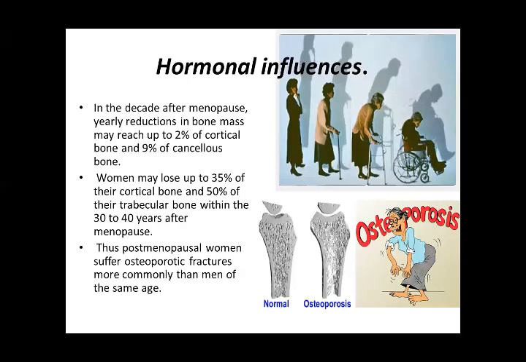Hormonal influences: in the decade after menopause, yearly reduction in the bone mass may reach up to 2% of the cortical bone and 9% of the cancellous bone. Women may lose up to 35% of their cortical bone and 50% of their trabecular bone within 13 to 40 years after menopause. Postmenopausal women suffer from osteoporotic fractures more commonly than men of the same age because the withdrawal effect of hormones is more in females than in males. So females suffer from osteoporosis far earlier than men.